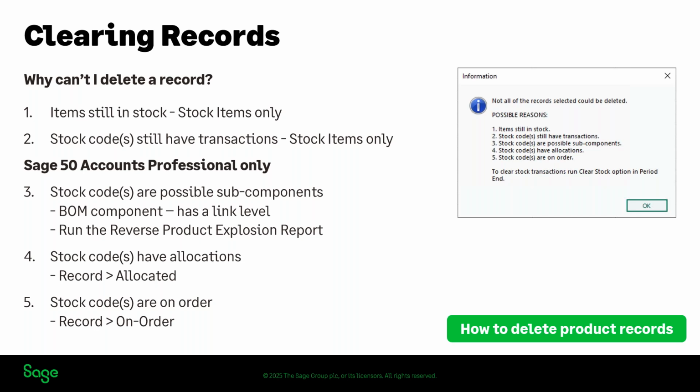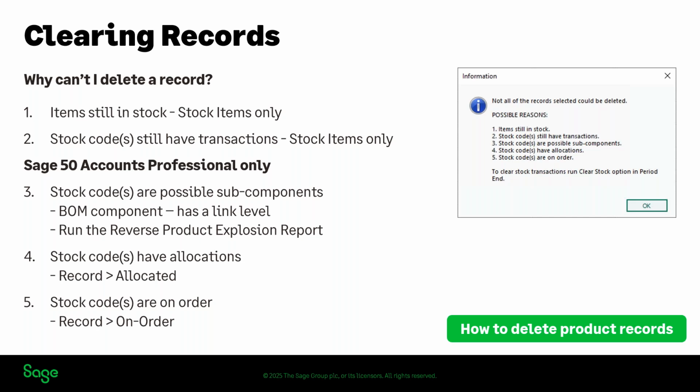So we've largely covered the first two. Number one, where you've got an item in stock, so it's got a quantity in stock showing. Number two, similar, we've just covered that one. It's still got transactions on the activity. So it's a nice, easy option just to try and track that down. You look at the activity. Is there anything there or not? If there is, it's because you haven't cleared stock, so it's still sat there.